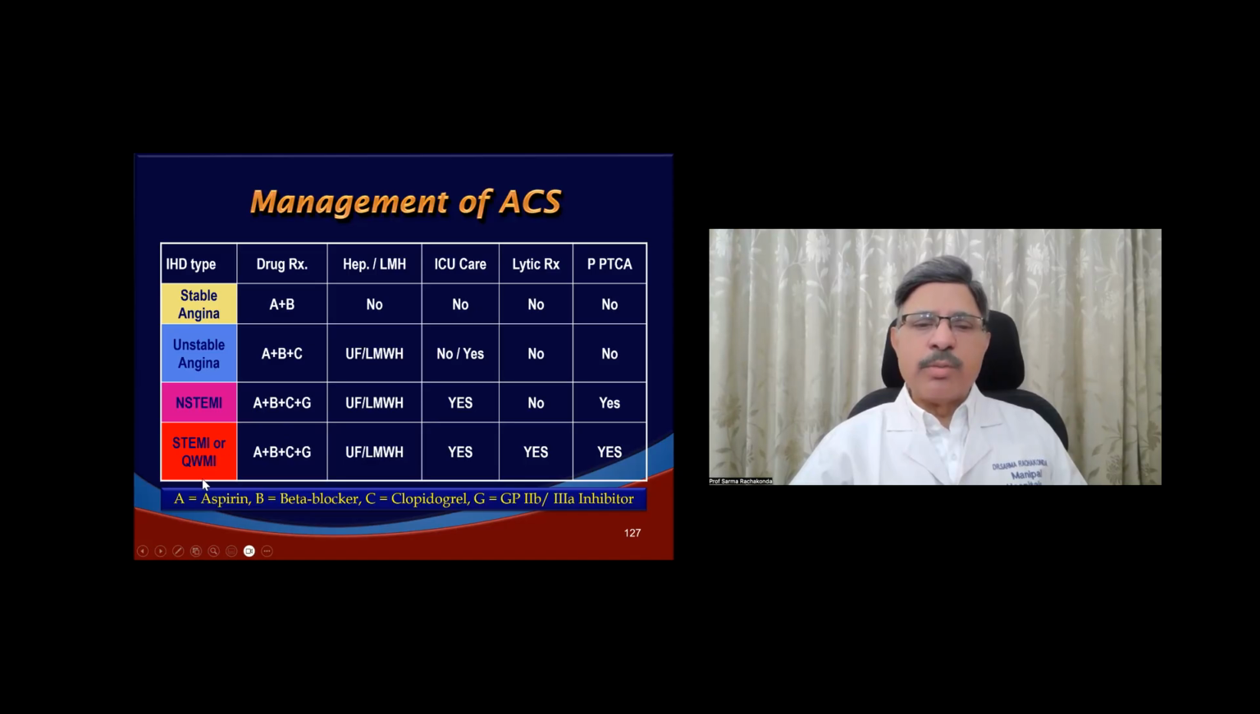STEMI with acute myocardial infarction: A aspirin, B beta blocker, C clopidogrel, GP 2B/3A inhibitor, and unfractionated heparin must be given. ICU care essential. Lysis if primary PCI is not possible. If you can do primary PCI, do the primary PCI. This one table summarizes the treatment from stable angina, unstable angina, NSTEMI, and STEMI.